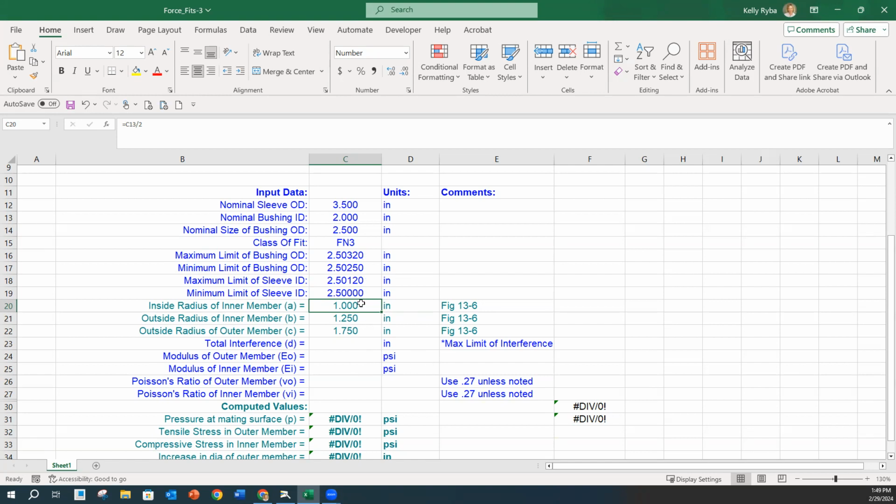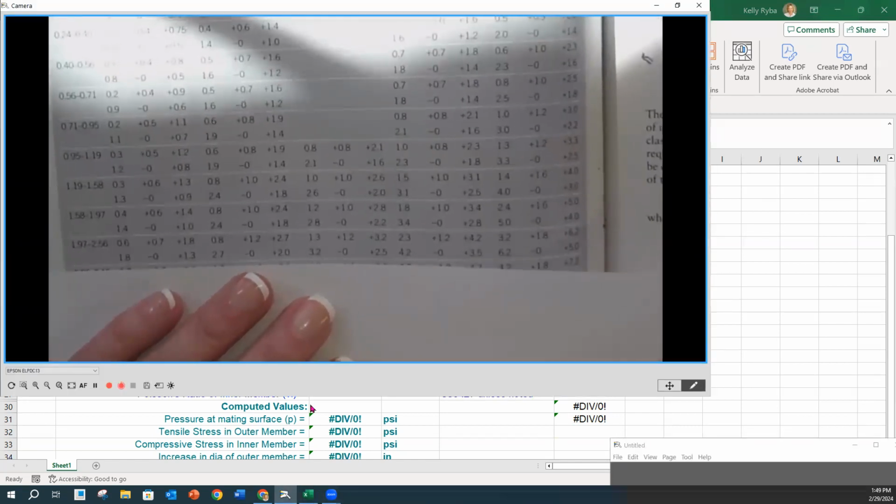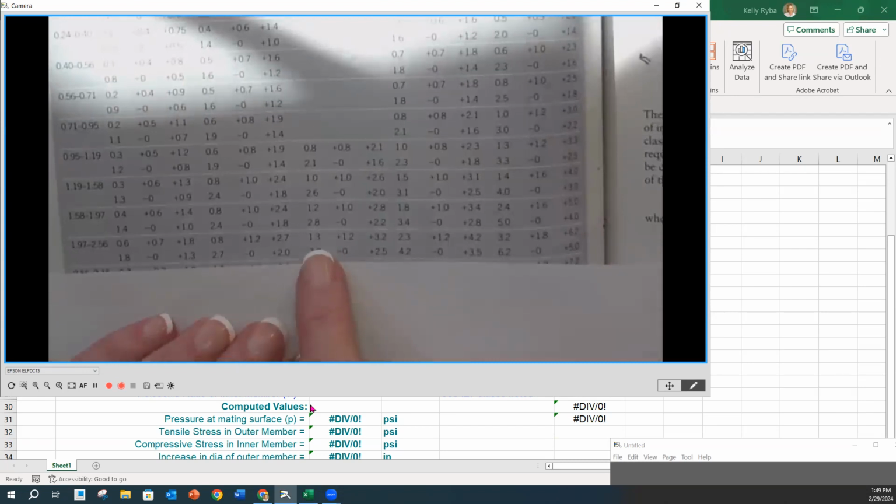All right, any questions so far? Now, you'll notice that, like we had pointed out already, it did our radiuses for us, but now we need to know what our total interference is. And this is the max limit of the interference. Now, you could do the subtraction up here if you wanted to, or you can go to our chart and pull it from the chart. So if we go back to our chart, I guess I always did it this way. My maximum interference, according to my chart, and even if you calculate it, you want to double check it, is going to be the larger of these two values.